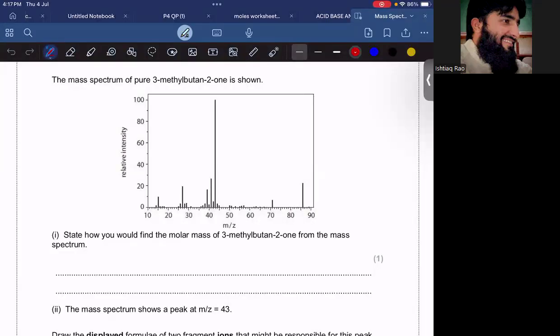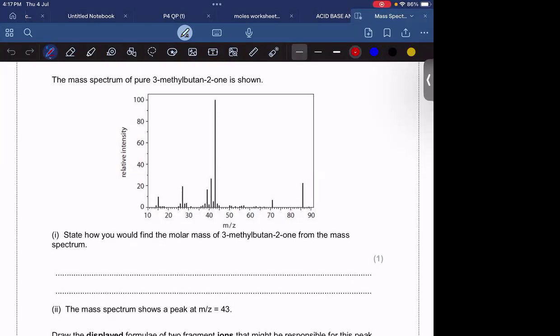Okay, basically, this is a topical paper for mass spectrometry, like the question we discussed on fragmentation yesterday. They are saying the mass spectrum of pure 3-methyl butane-2-one is shown. State how you would find the molar mass of 3-methyl butane-2-one from the mass spectrum.